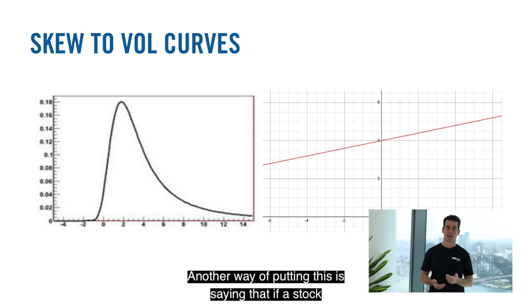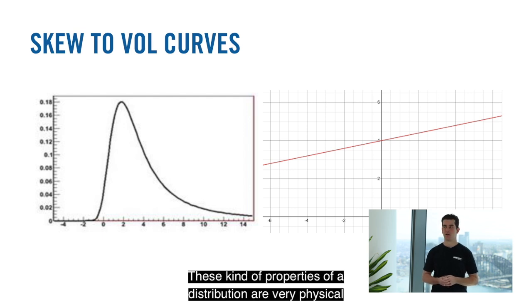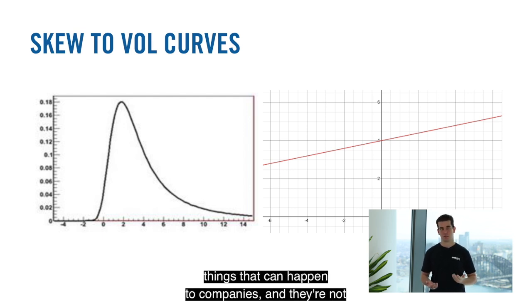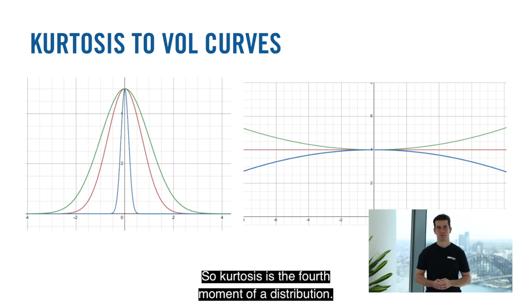Another way of putting this is that if a stock goes up, we expect it to rip up much further, but if a stock goes down, we expect it to be fairly uninteresting. These kinds of properties of a distribution are very physical things that can happen to companies, and they're not explained by the earlier moments in the distribution. But what do they actually look like on our volatility surface? The graph on the right demonstrates that, and that essentially means that if we expect explosive upside, our options on the upside should get more expensive. Equally, if we expected explosive downside, you'd expect the volatility surface to have a negative gradient, associated with a negative skew.